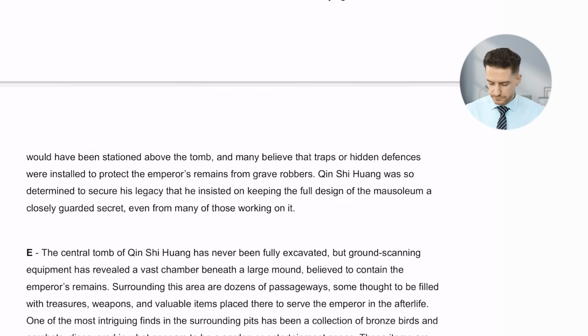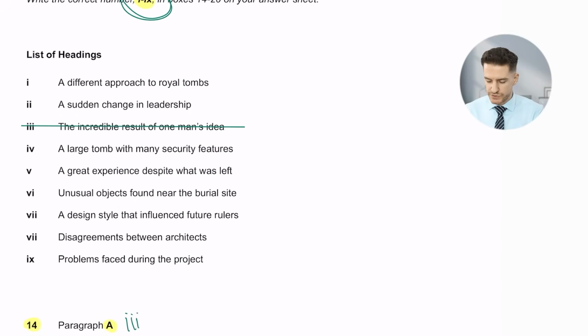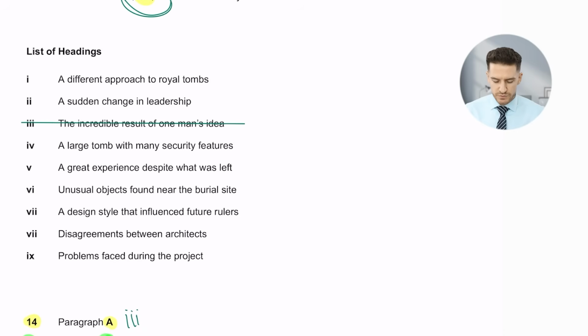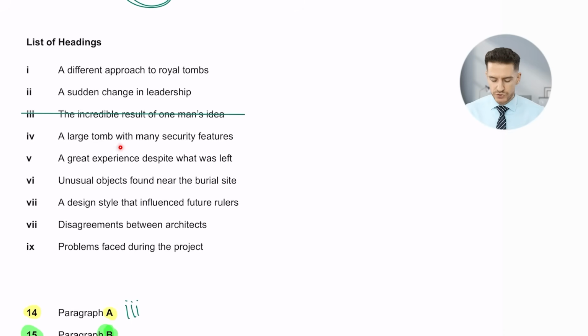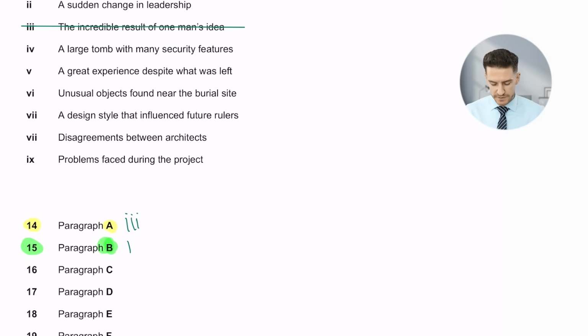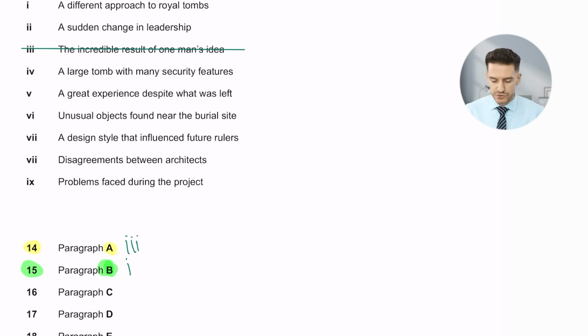Let's go back down and let's have a look at the headings, and we can choose the most appropriate one. So the first one, a different approach to royal tombs. Well, that looks good already. A sudden change in leadership? No, nothing about that. A large tomb with security features? No, nothing about security. A great experience despite what was left? No. Unusual objects found near the burial site? No, doesn't talk about that. A design style that influenced future rulers? No. Disagreements, architects? No. And problems faced during the project? No.